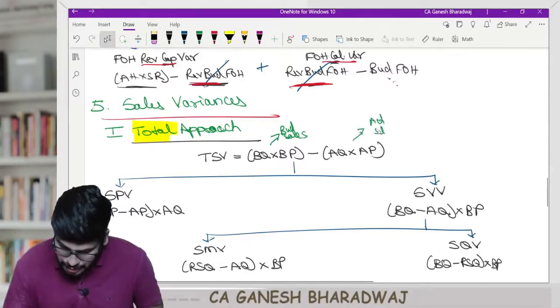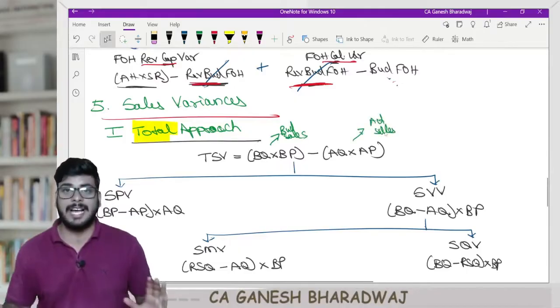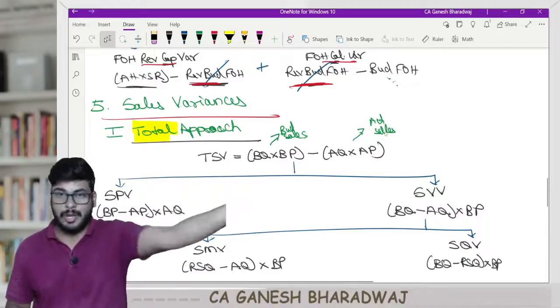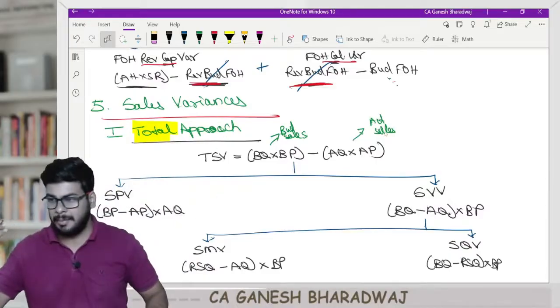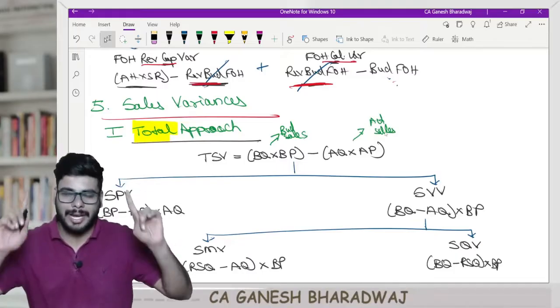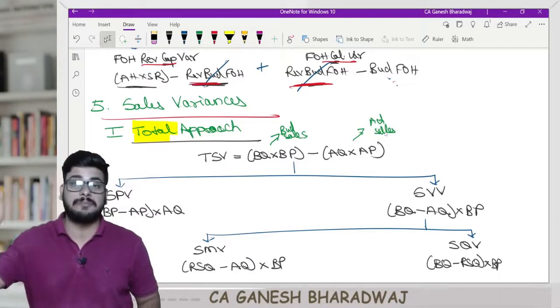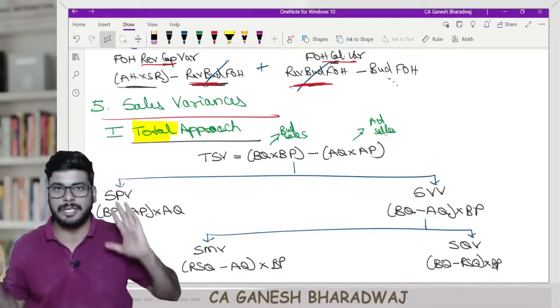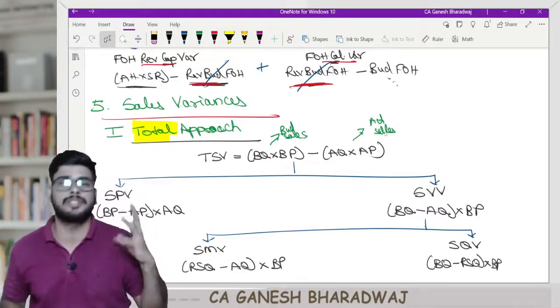Are you clear with this? Budgeted sales minus actual sales. What is the sales that you should have made? Basically the sales that you budgeted minus whatever sales that you have actually made. Now again remember, there is no concept of standard sales when it comes to sales. Are you clear? When it comes to sales, there is no concept of standard.